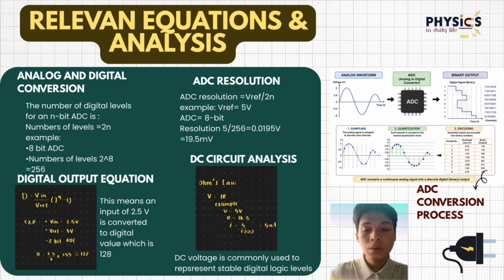It is represented by the high and low noise margin, calculated as NMH equals VOH minus VIH. A larger noise margin improves signal reliability and reduces the chance of error during digital communication.